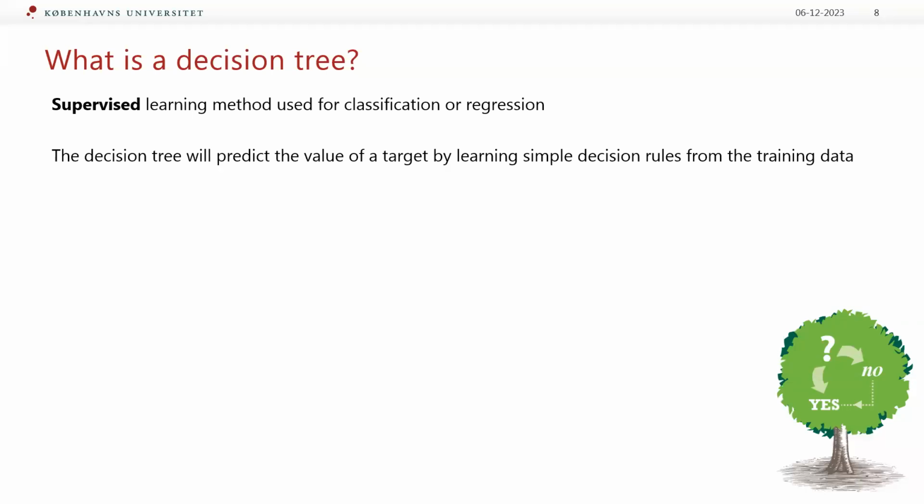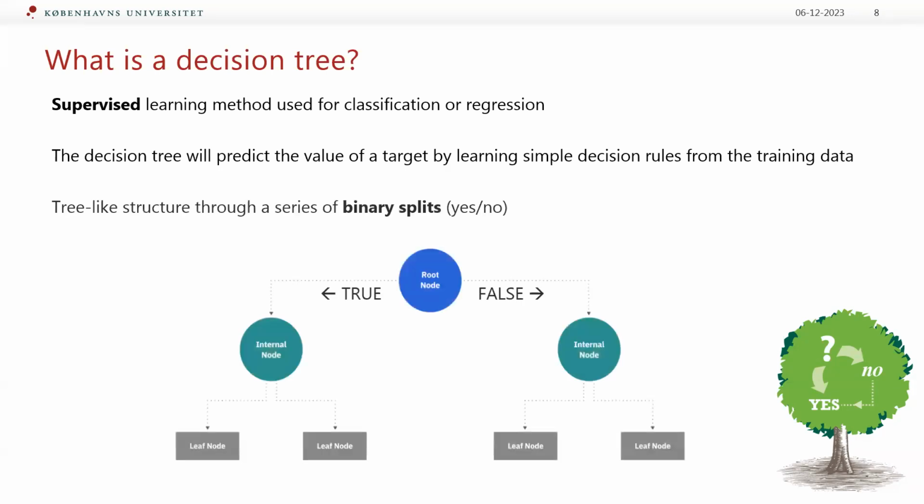A decision tree will predict the value of the target by learning a simple set of decision rules from the training data. And we end up with a tree-like structure because these rules consist of a series of binary splits where at each point we ask a yes or no question, which splits the data into two subsets. So the model contains three different types of nodes: the root node, the internal nodes, and the leaf nodes.